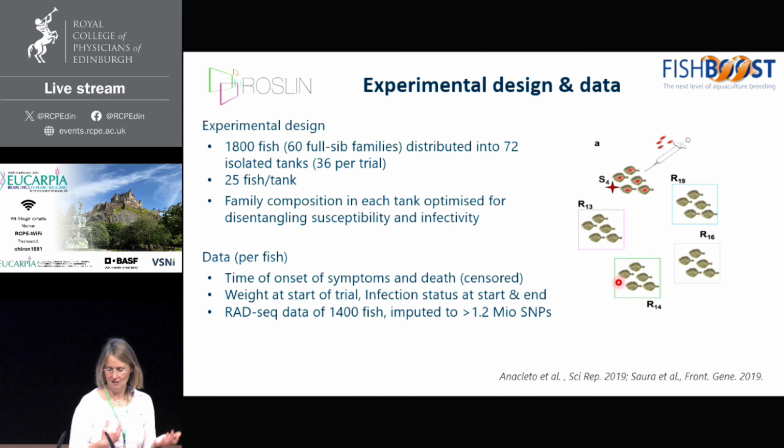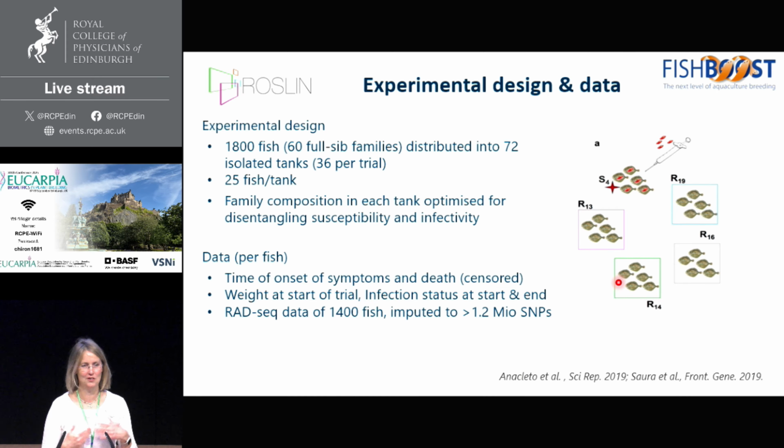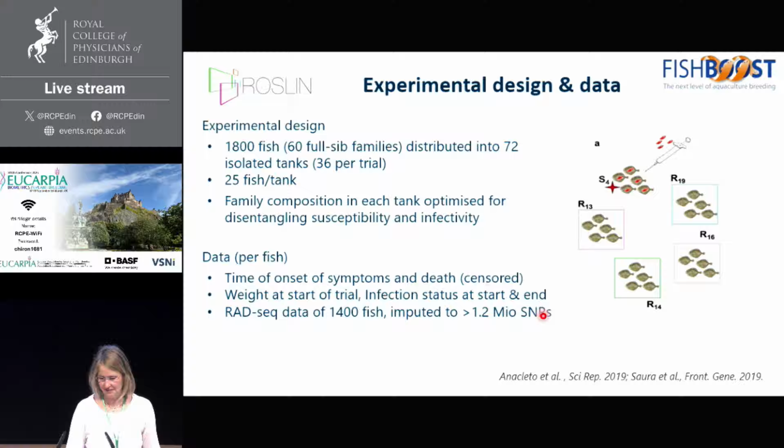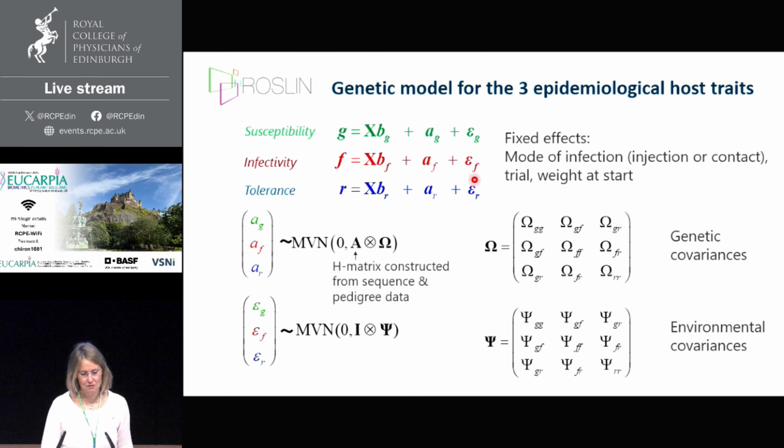We had the weight of the fish at the beginning and at the end of the trial, and we had sequence data for most of the fish, imputed to 1.2 million SNPs to estimate the genetic effects. Here we used our software that I introduced before. The genetic model was a bit more complex because we had several more fixed and random effects and a relationship matrix that comprised genotypes and pedigree information, but in general it was the same as I introduced before.